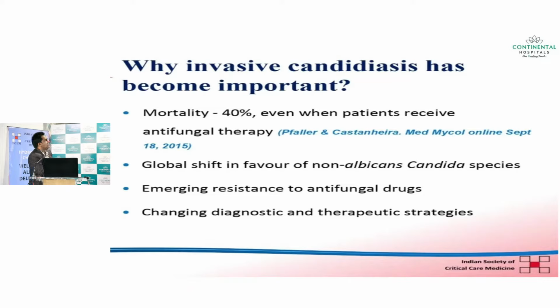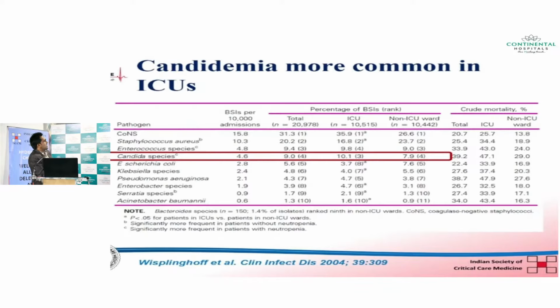So why are we worried about this invasive candidiasis? Because the mortality without treatment can go up to 70 to 80%, and even with treatment the mortality is 40%. It's way too high. And there is a global shift from Candida albicans towards non-albicans species, and there is emerging resistance to fungal drugs, particularly the azoles, and there are evolving new diagnostic tools and strategies. In this study, you see Candida as per the ranking order after CoNS, Staphylococcus, and Enterococcus is fourth in the ranking order.